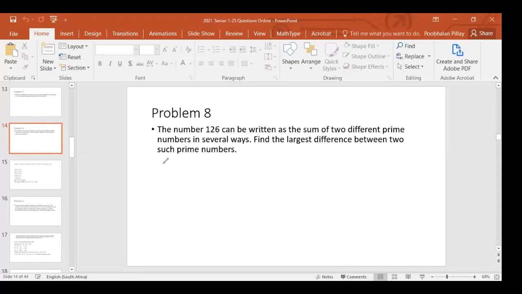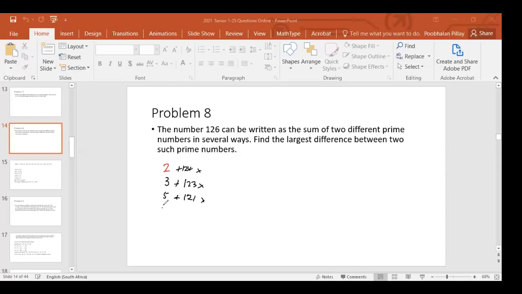All right, so the smallest prime number is 2, and the sum of the two prime numbers is 126. So the other prime number in this case will have to be 124. And that doesn't work because 124 is not a prime number. Let's take the next one. 3 plus 123 gives you 126. That doesn't work because 123, if you add the digits, you get 6. So that's a multiple of 3. If you look at 5 plus 121, that doesn't work because 121 is not a prime number.